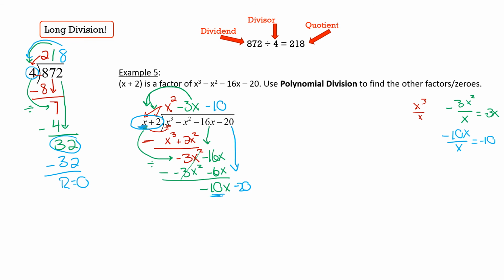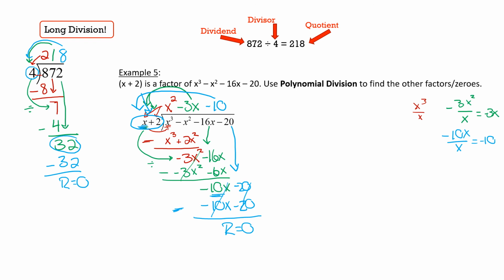So the pattern repeats. Now I take my negative 10, and I multiply it into both parts of this binomial. Negative 10 times x is negative 10x. It matches, which it's supposed to. And negative 10 times 2 is negative 20. And it does match. It won't always, but it does for now. Subtract. Negative 10, subtract negative 10 is really negative 10 plus 10. So they're gone, and negative 20 plus 20, they're gone as well. So we have a remainder of 0. We'll talk about remainders in another lesson.